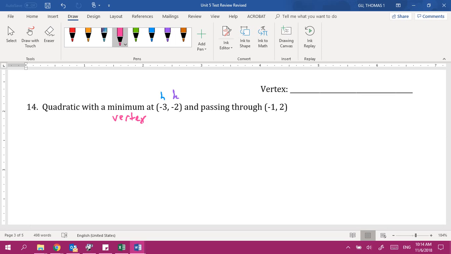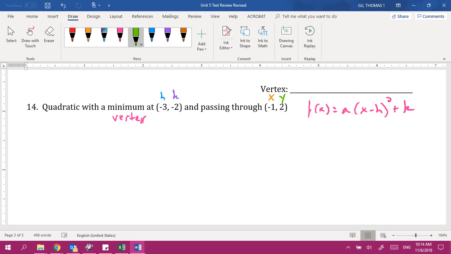Now remember, because they gave you a vertex, do you think we're going to be writing our equation in standard form or vertex form? Vertex form, right. Vertex form is f of x equals a times x minus h squared plus k. Now, what is this point they gave us? What would these be labeled as? X and y, that's right.